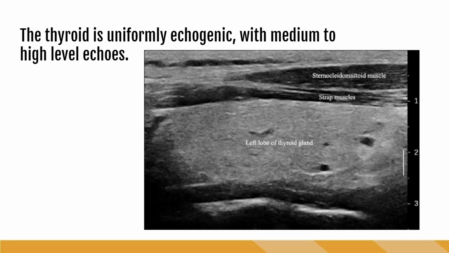So let's take a little bit closer look at what we're seeing and what we expect to see in the normal thyroid. The thyroid is uniformly echogenic with medium to high level echoes. As far as structures go in the neck, the thyroid is actually one of the brighter structures. Here we can see that the thyroid is, again, uniformly echogenic, relatively bright throughout. Typically it is going to be more echogenic than the muscles and the vessels that surround it.